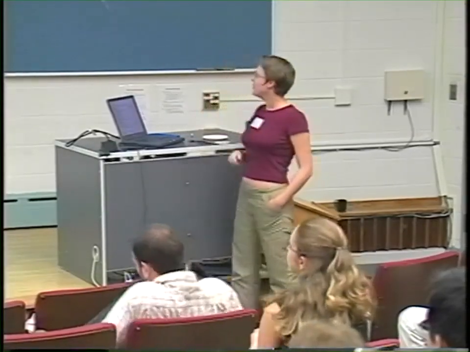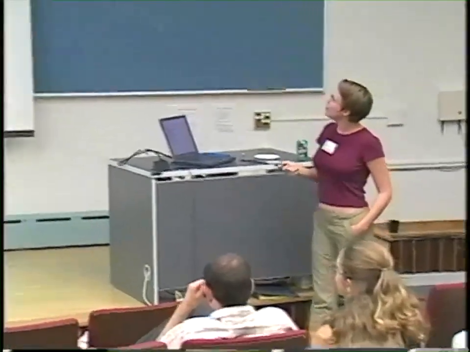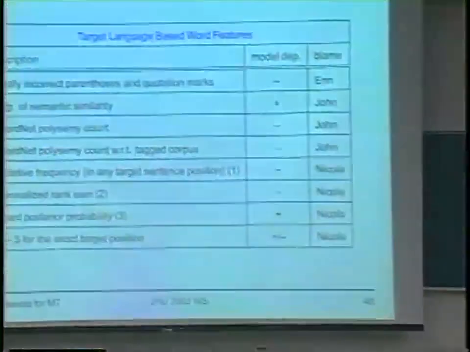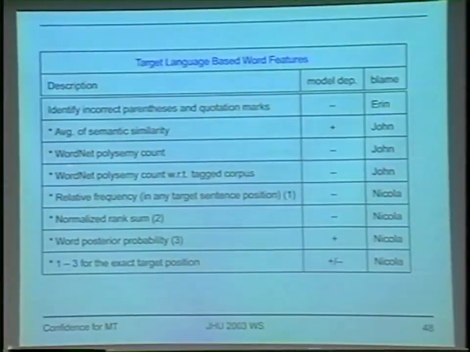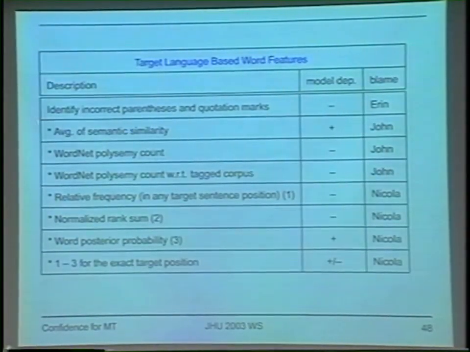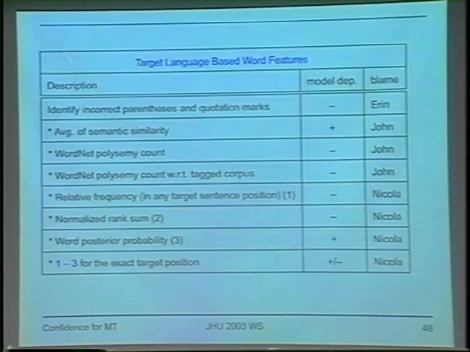So for the word level features that we came up with, the features that are marked here with a star are going to be explained in more detail later on. So first of all, we have the identification of incorrect parentheses and quotation marks in the sentence. So those were simply labeled in the output. We have the average semantic similarity for the words, the WordNet polysemy count, and the WordNet polysemy count with regard to a tag corpus. Those are the semantic features we had.